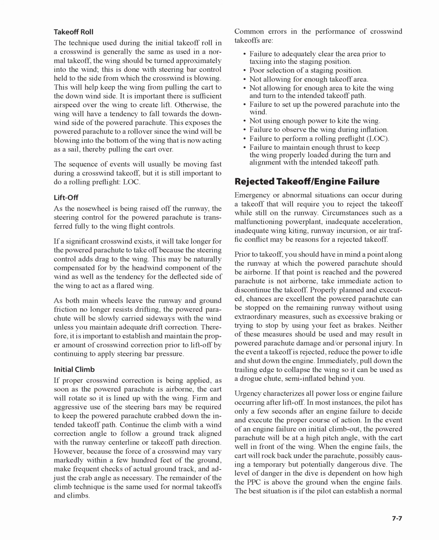In the event a takeoff is rejected, reduce the power to idle and shut down the engine. Immediately, pull down the trailing edge to collapse the wing so it can be used as a drogue chute, semi-inflated behind you.